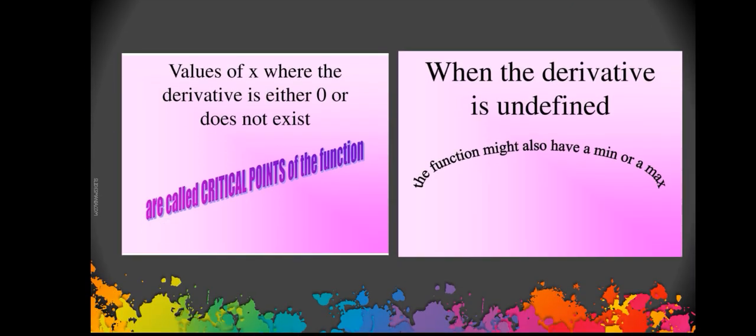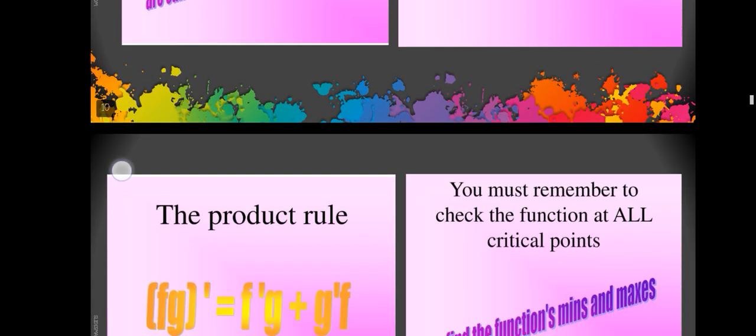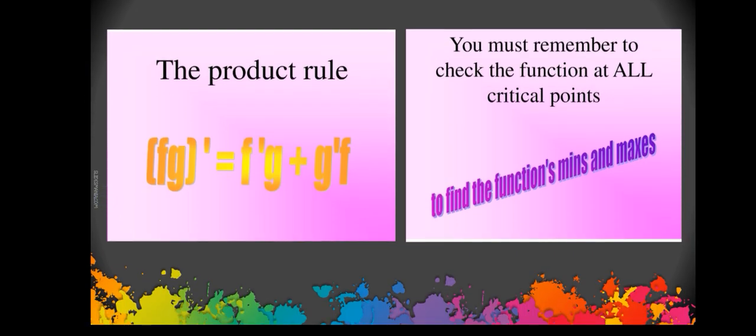Next, the values of x where the derivative is either 0 or does not exist are called the critical points of the function. When the derivative is undefined, the function might also have a minimum or maximum. So for the product rule, fg prime is equal to f prime g plus g prime f. You must remember to check the function at all critical points to find the function's minimums and maximums.